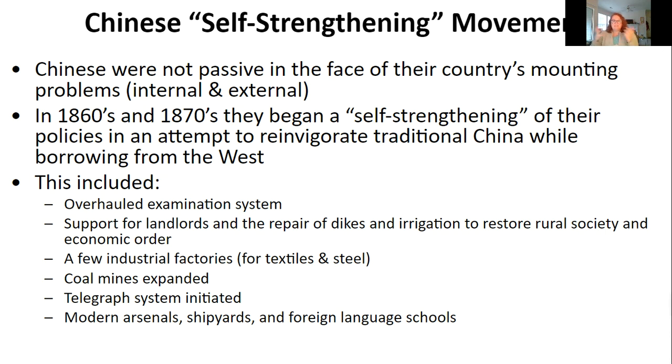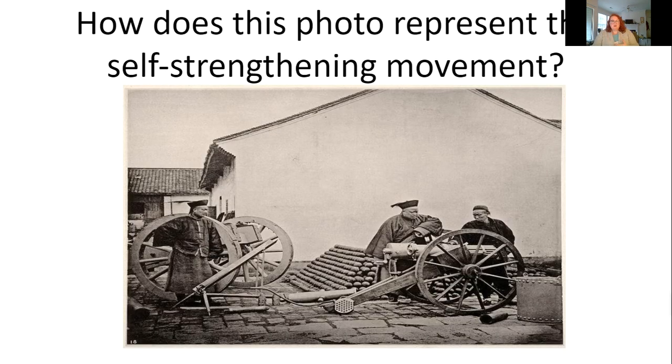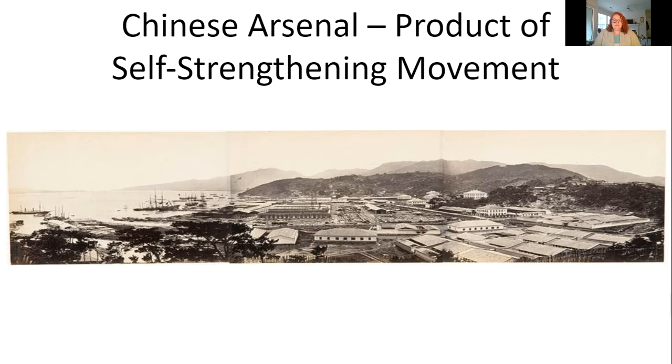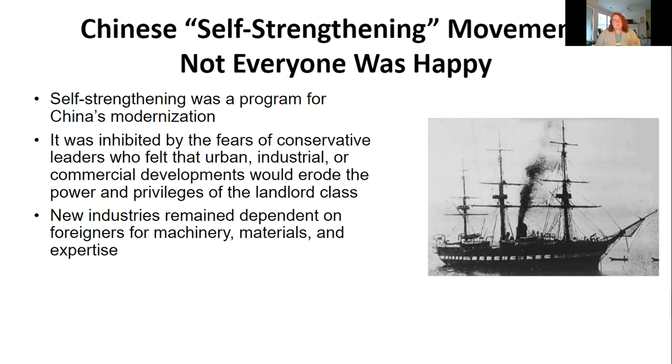while borrowing from the West. So they overhauled their examination system. They provided support for landlords and helped repair the dikes and irrigation in order to restore rural society and also their economic order. You started to see a few industrial factories like textile and steel. Coal mines were expanded. They initiated a telegraph system, and they also made arsenals and shipyards and established foreign language schools. So this photo represents this self-strengthening. You start to see this arsenal. This is cannons. This is also an arsenal, like a military base. So this self-strengthening was basically a program to help modernize China.